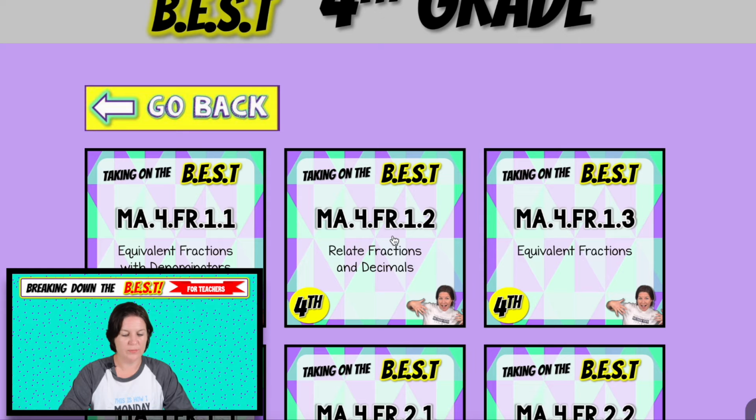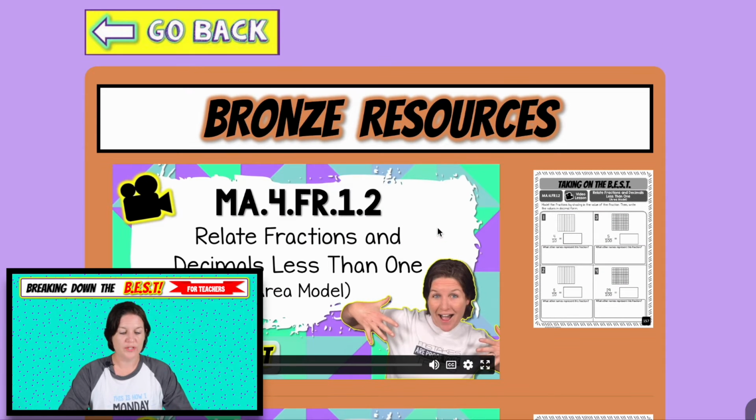And right here, 4.FR.1.2, relating fractions and decimals. You can see here, 4.FR.1.1 was equivalent fractions with denominators of 10 and 100. So that is the focus there. But here we're relating fractions and decimals. Right when you click on the standard, you'll be opened up to the bronze resources. So if you are a bronze, silver, or gold member, you'll have access to all of these resources right here.